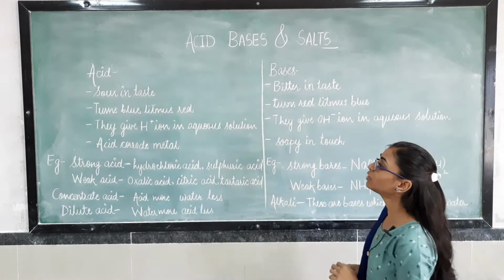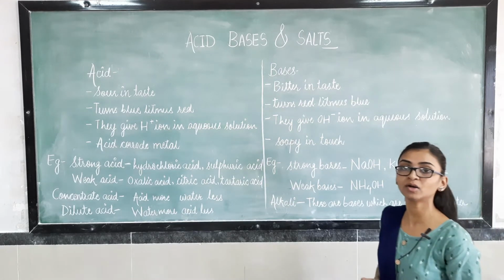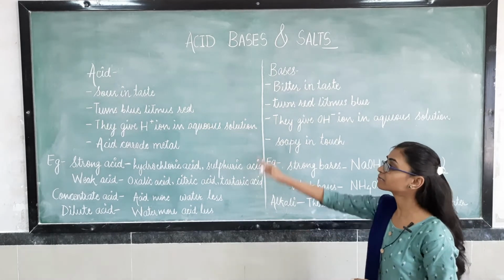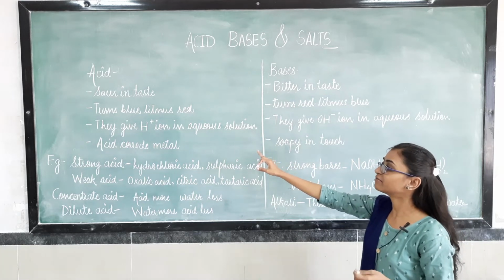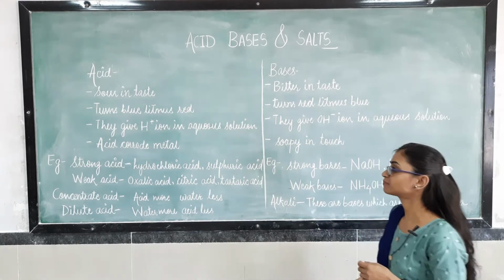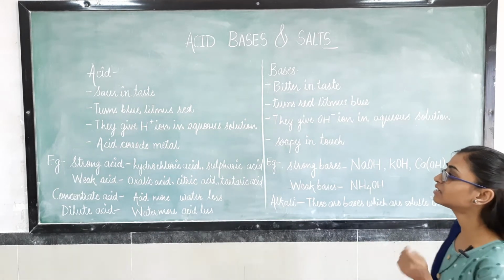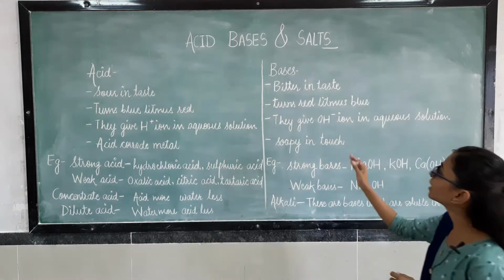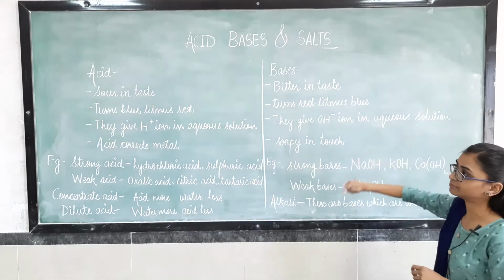Acid turns blue litmus into red. Have you performed this activity in lower classes? Litmus paper activity. When blue litmus paper comes in contact with acid, it turns blue litmus into red, while bases turn red litmus into blue color.